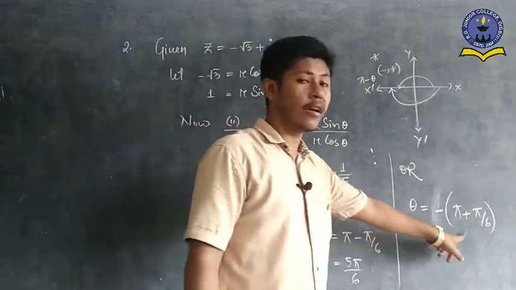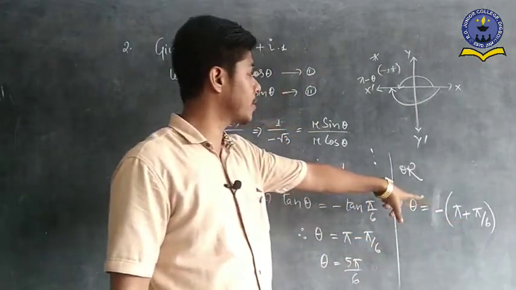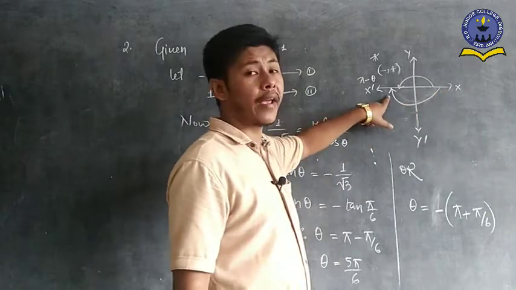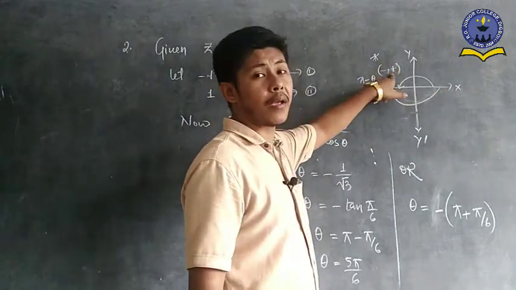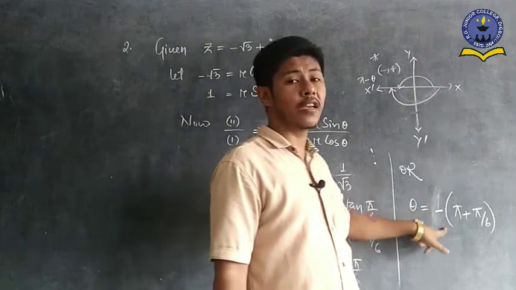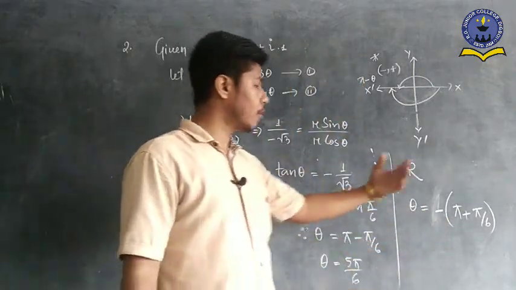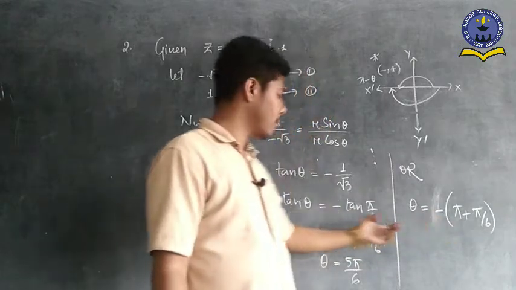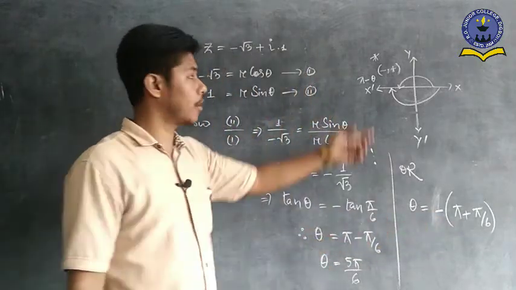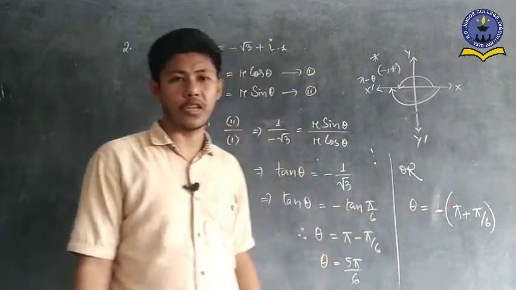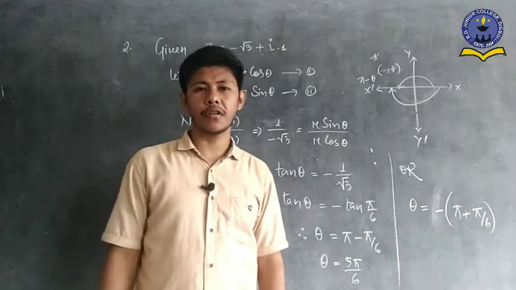Now is it clear why we write pi plus pi by 6? Because up to this it is pi, and then the angle increases, so that's why we have to add pi by 6. But it is a negative angle, so in front of this one we have to use minus. So we can use the angle in this way or in this way, your choice. You have to use the negative angle as well as the positive angle. I think all of you understood this one.